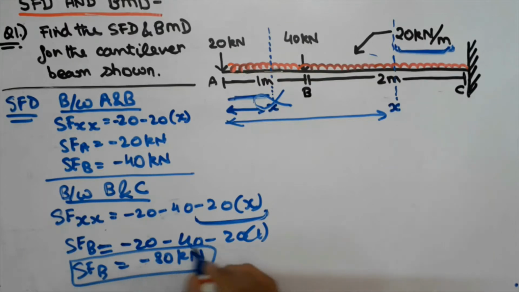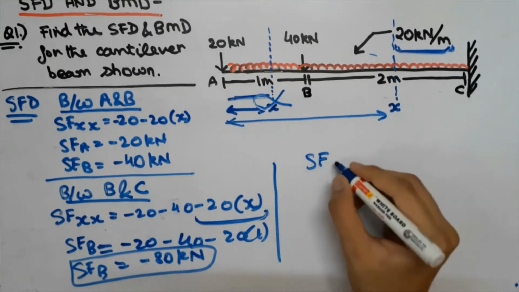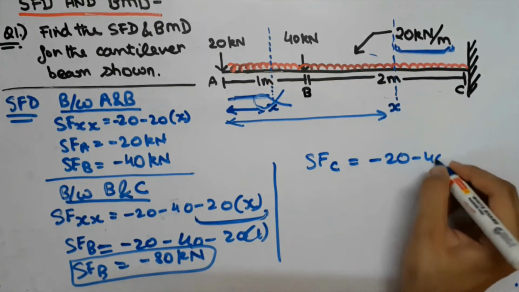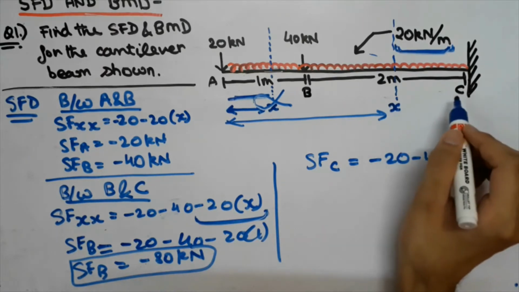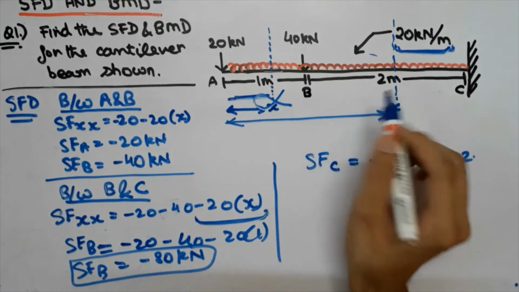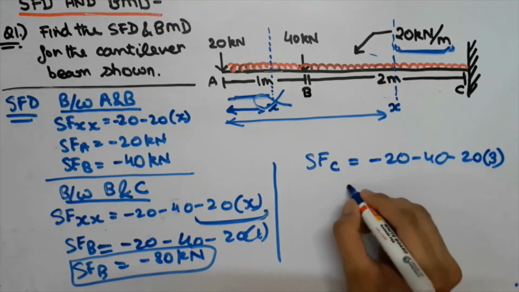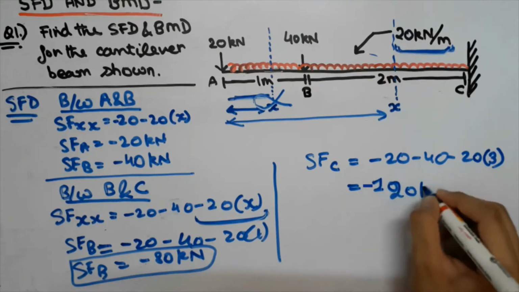Now guys, similarly we are going to find for C, that is, we will write the shear force at C, and now we will replace the value of x by 3, as we know that the distance of point C from point A is 3 meters. That is why we will replace it by 3. Now on solving this you will get 120 kilonewton.